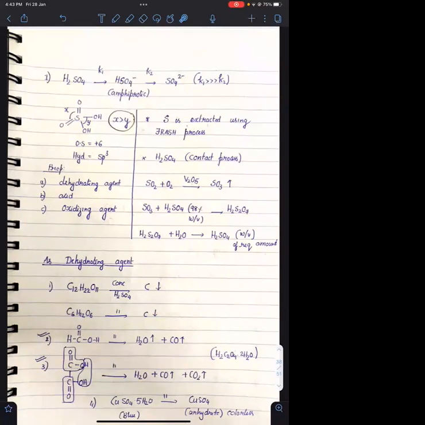Okay. H2SO4 is important, and the reactions of H2SO4 are also important. H2SO4 is also called oil of vitriol or king of chemicals. It is a strong acid. It readily dissociates into 2H positive and SO4 2 minus.